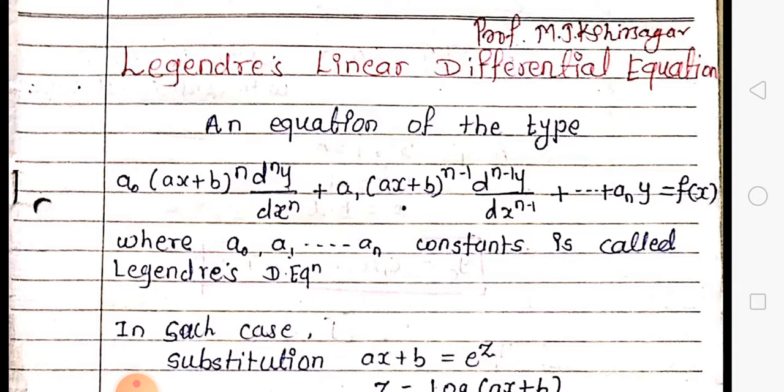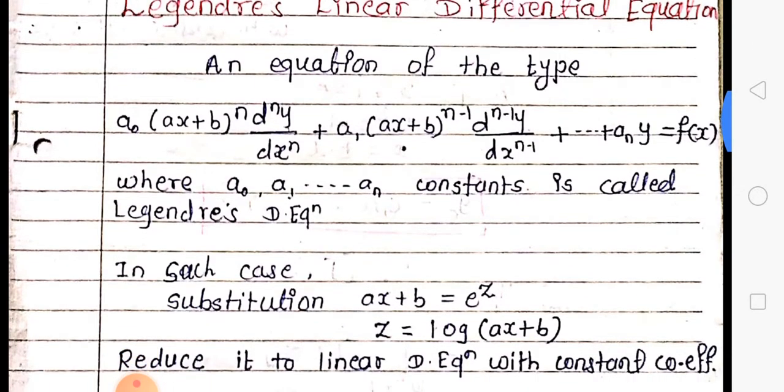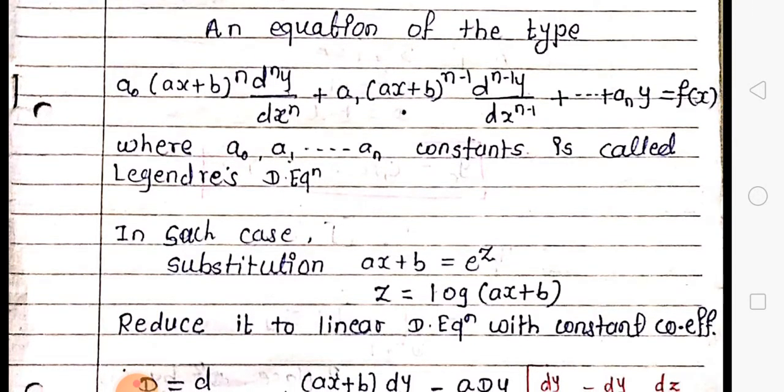In Cauchy's equation, for simplification we put x equal to e raised to z, and in Legendre's equation we substitute ax+b equal to e raised to z. If we substitute this, then the given Legendre's differential equation reduces into a linear differential equation with constant coefficients. Now we see how to reduce the equation.